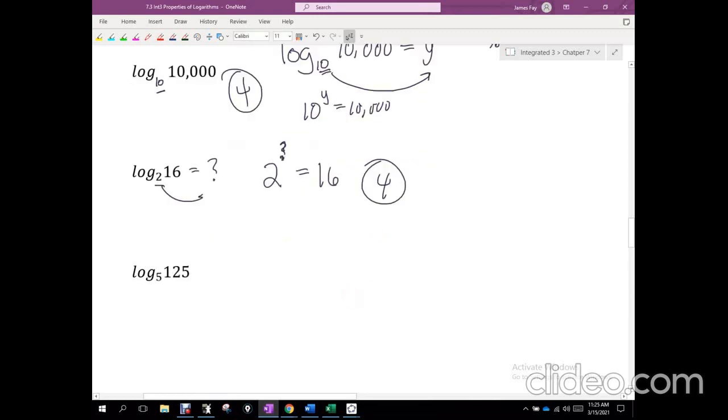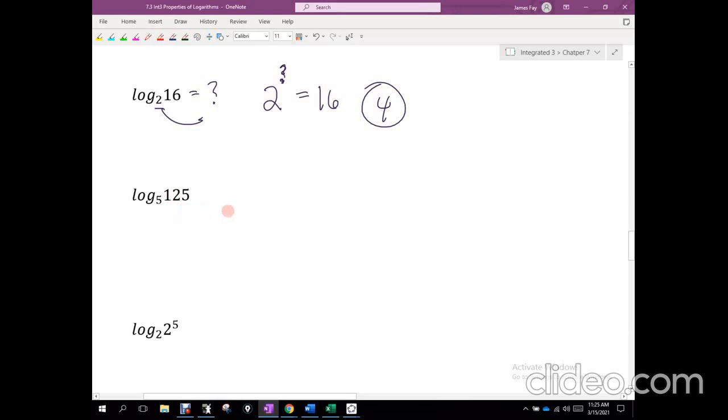Okay. What about 5? 5 raised to the question mark should come back and give me 125, right? 5 raised to the what should give me 125? 5 to the third. Okay.